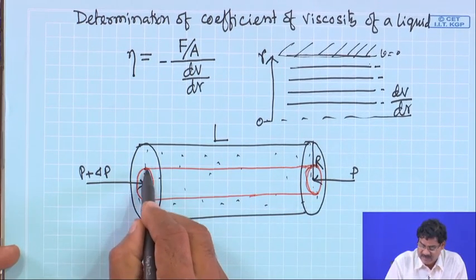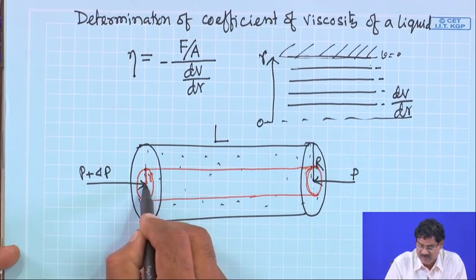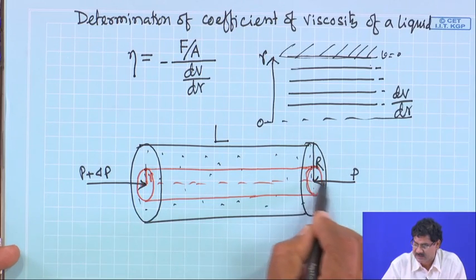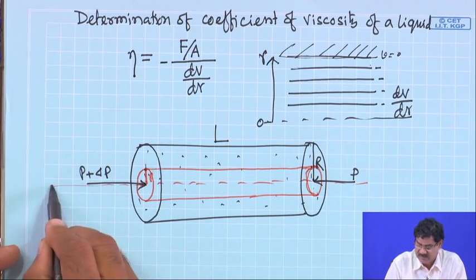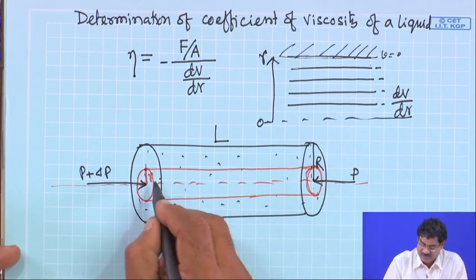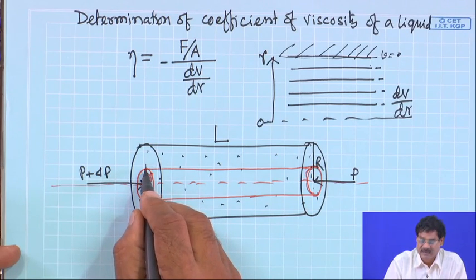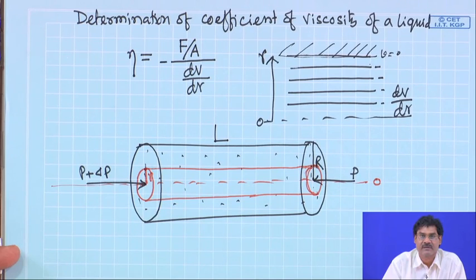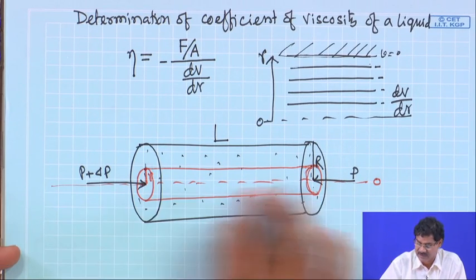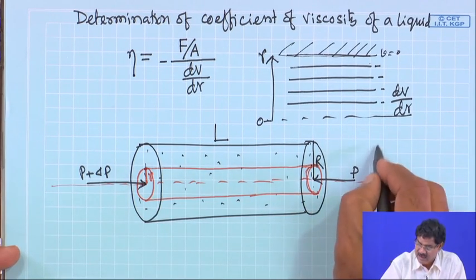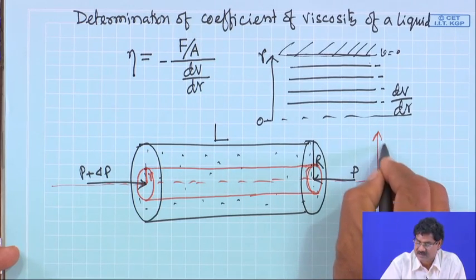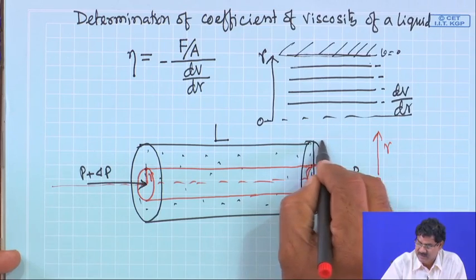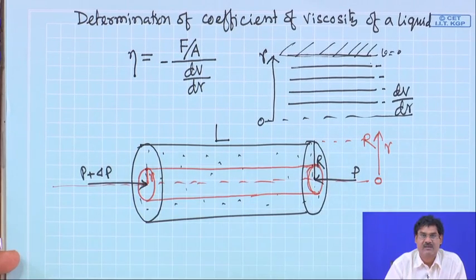Okay. At distance r, small r from the center. So, this is the center. From here this distance is r. Here we are taking this origin on this axis, and this way this distance r is changing. Its maximum is here, capital R.